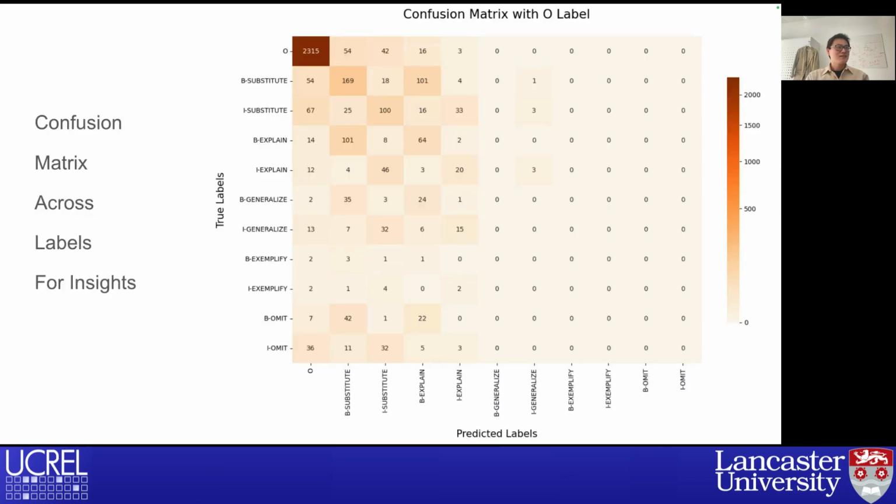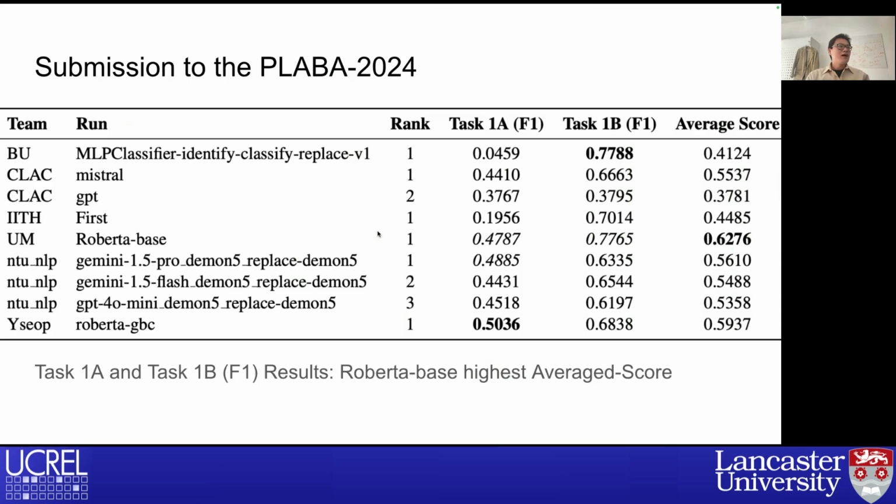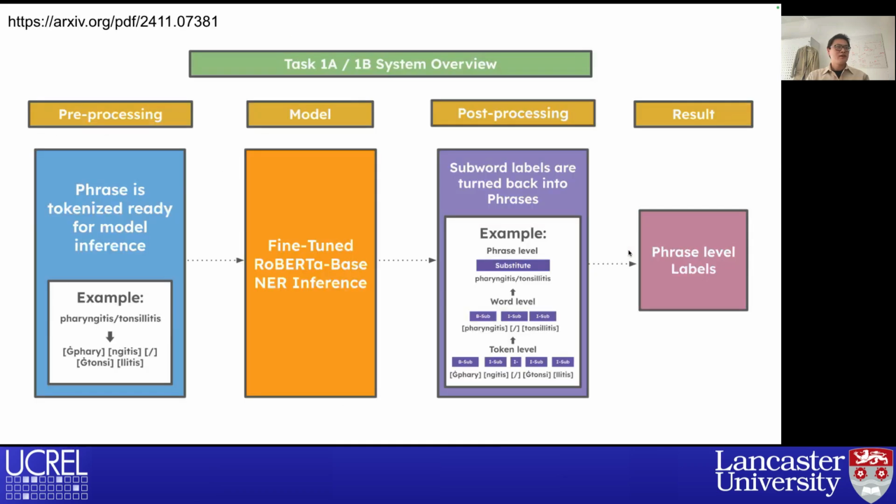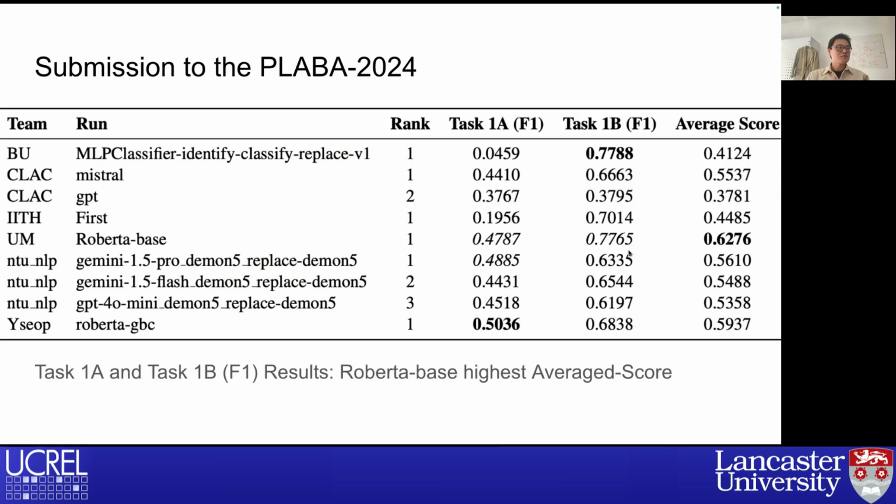This is some confusion metrics. We want to see what is wrong and what is correct in our modeling. And for this year, we actually ranked first in Task 1A and 1B together on average for the simplification task. You see the UM team here using RoBERTa base. That's also interesting because people use Gemini and GPT-4, which are really large, and we use RoBERTa base and we got number 1 after fine-tuning.